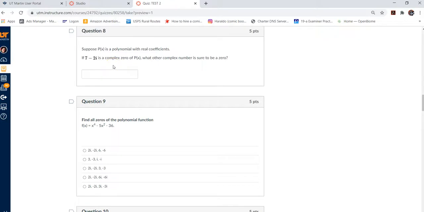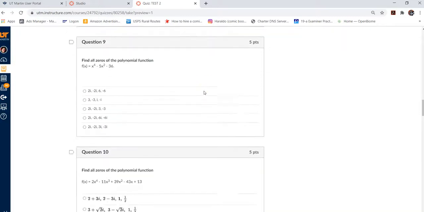And how do you find the complex conjugate? You change the sign of the imaginary part. So the imaginary part here is -2. So the complex conjugate of 7 minus 2i is 7 plus 2i. All you change is the sign of the number multiplied by i. So you don't change anything else.